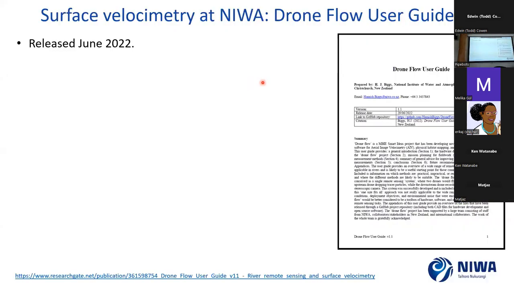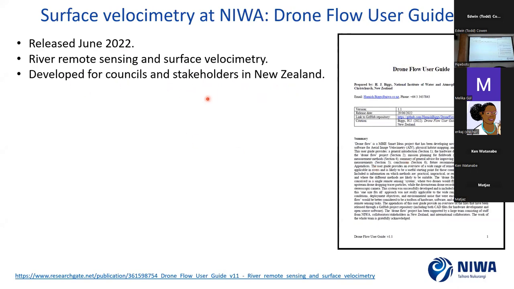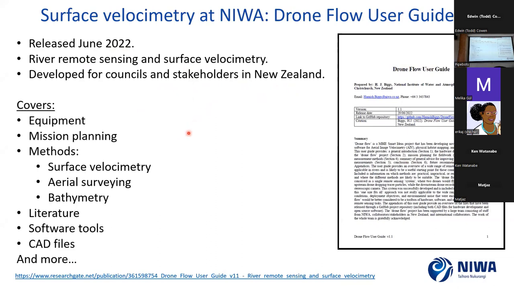Niwa have recently released the DroneFlow user guide, which was this year. It contains a lot of methods for river sensing and surface velocimetry. We primarily developed it with the councils and stakeholders in New Zealand. However, it's probably of interest to a wider international audience as well. The sections cover things like equipment, mission planning, methods for surface velocimetry, aerial surveying, and thermometry. There's quite a lot of literature review in there, software tools, CAD files for equipment, and a lot more. So if people are interested, feel free to go and get a copy.